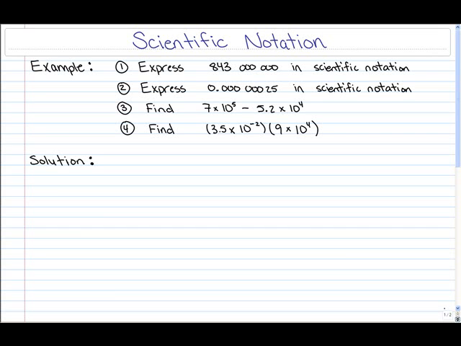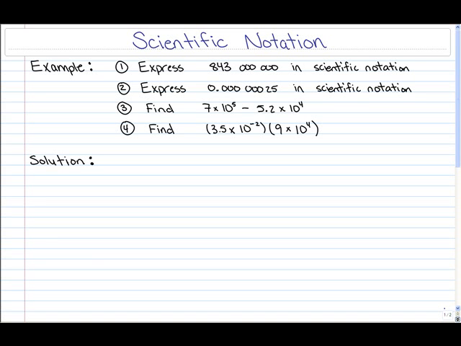In this video, we're going to be taking a look at scientific notation. Now, scientific notation is a useful way to deal with extremely large or extremely small numbers. It is generally written as a product of some number between 1 and 10, and then an integer power of 10.